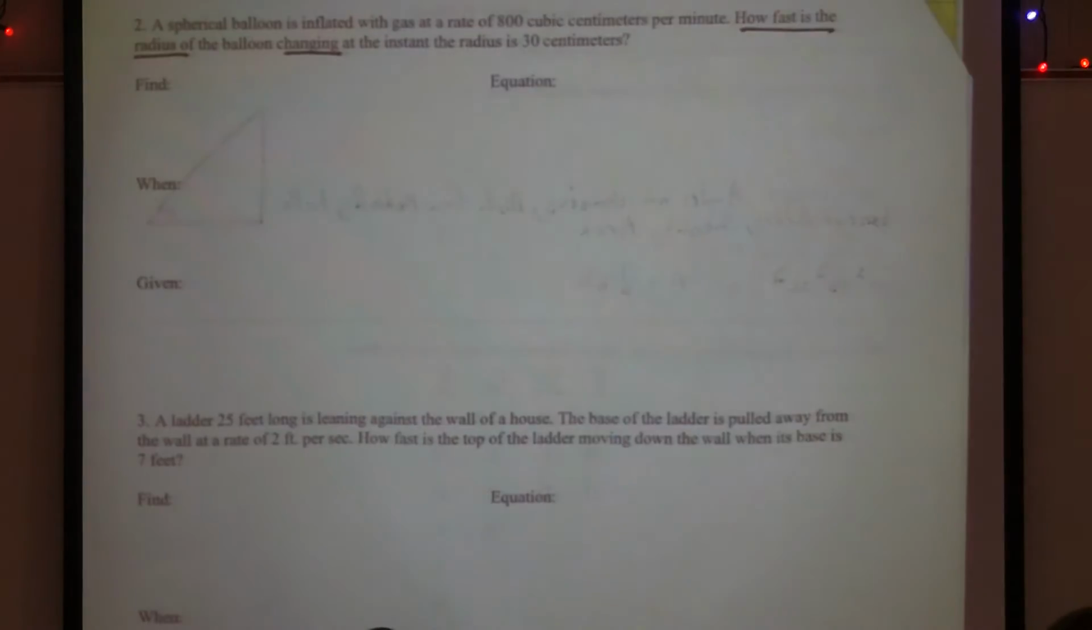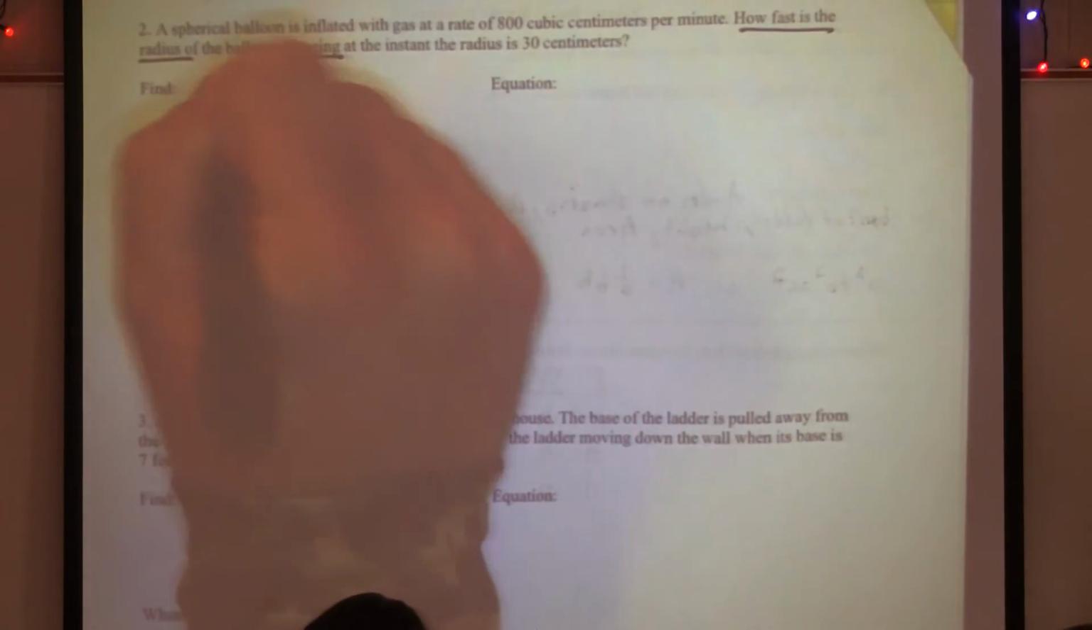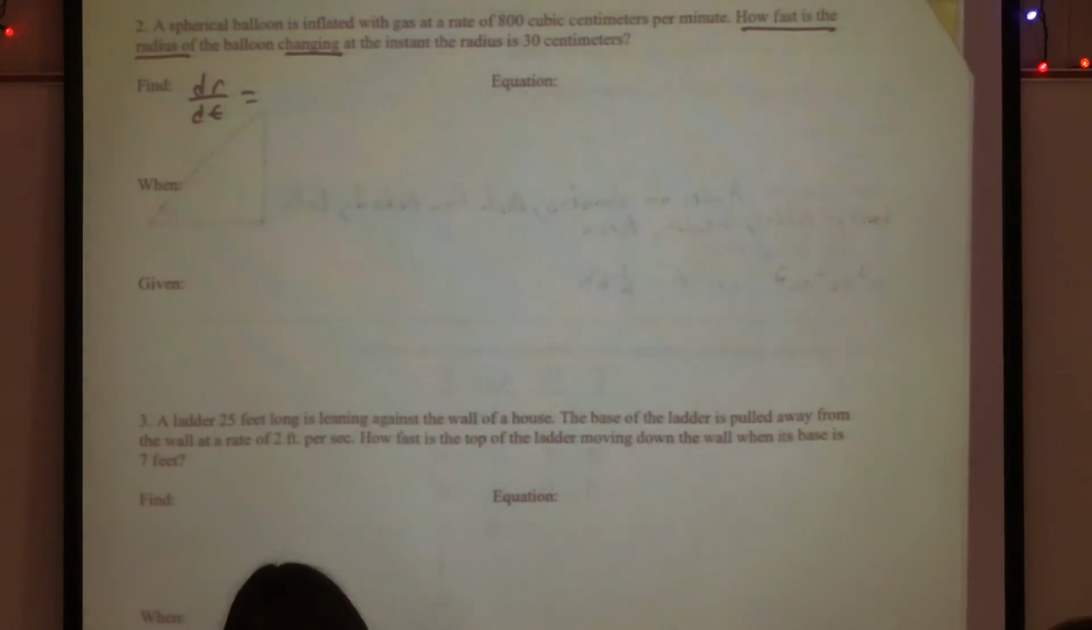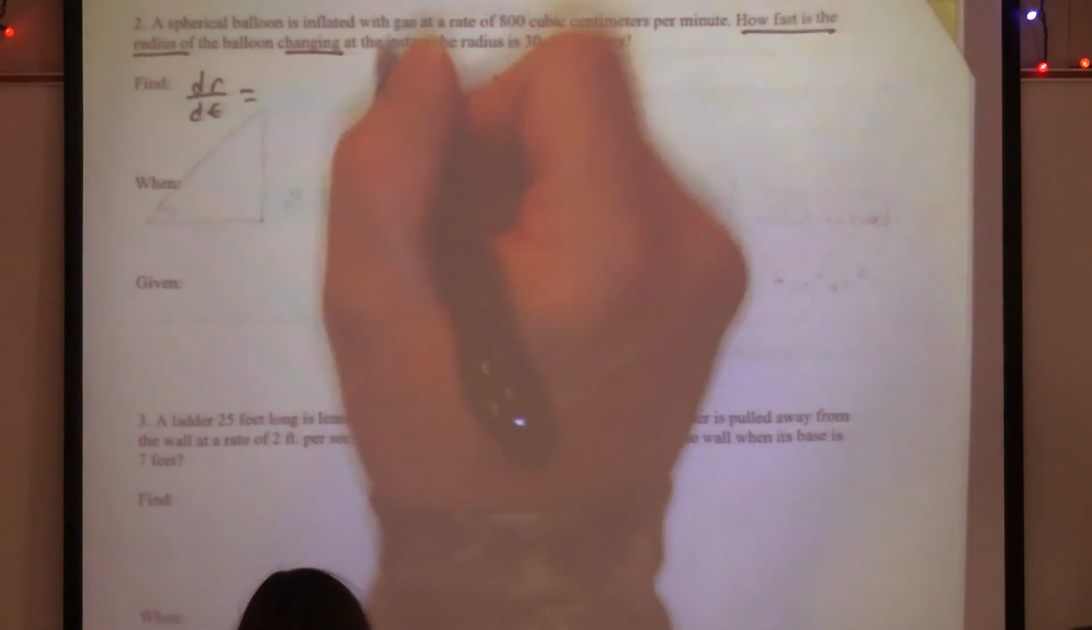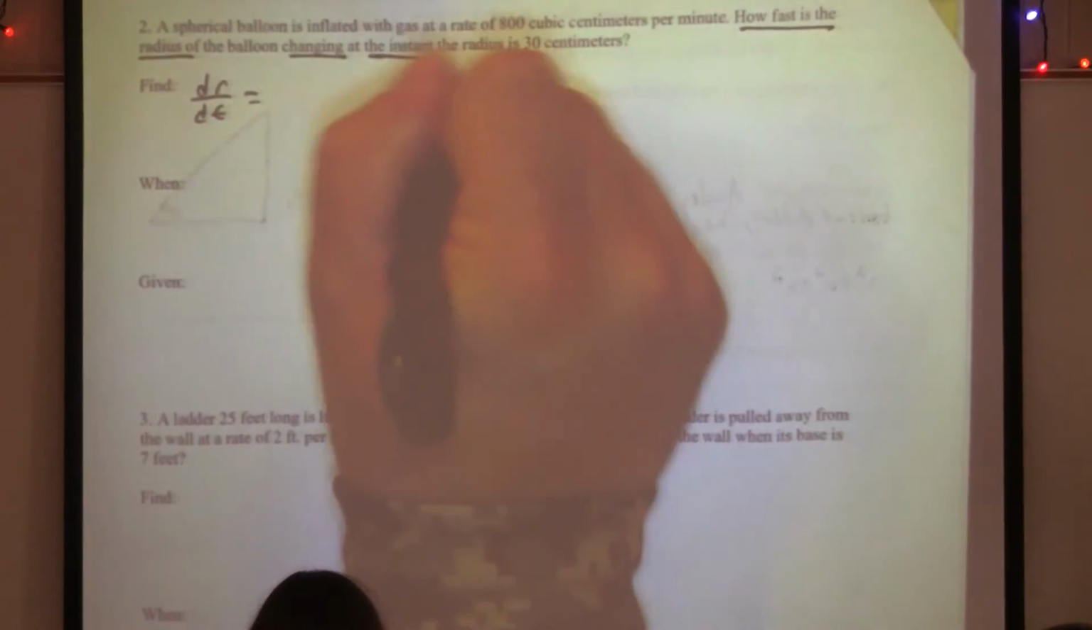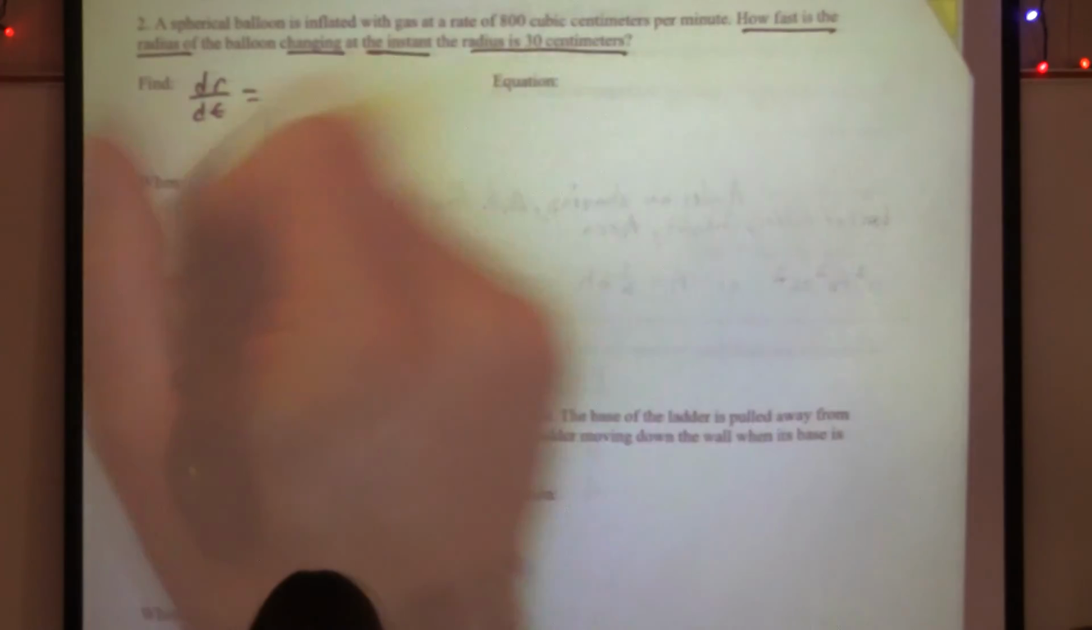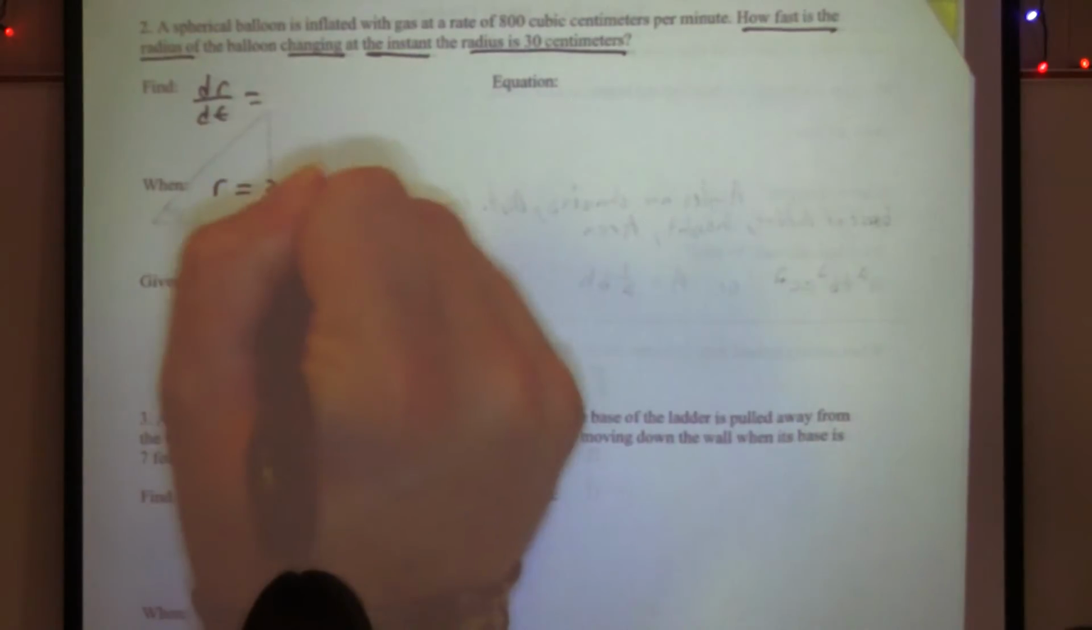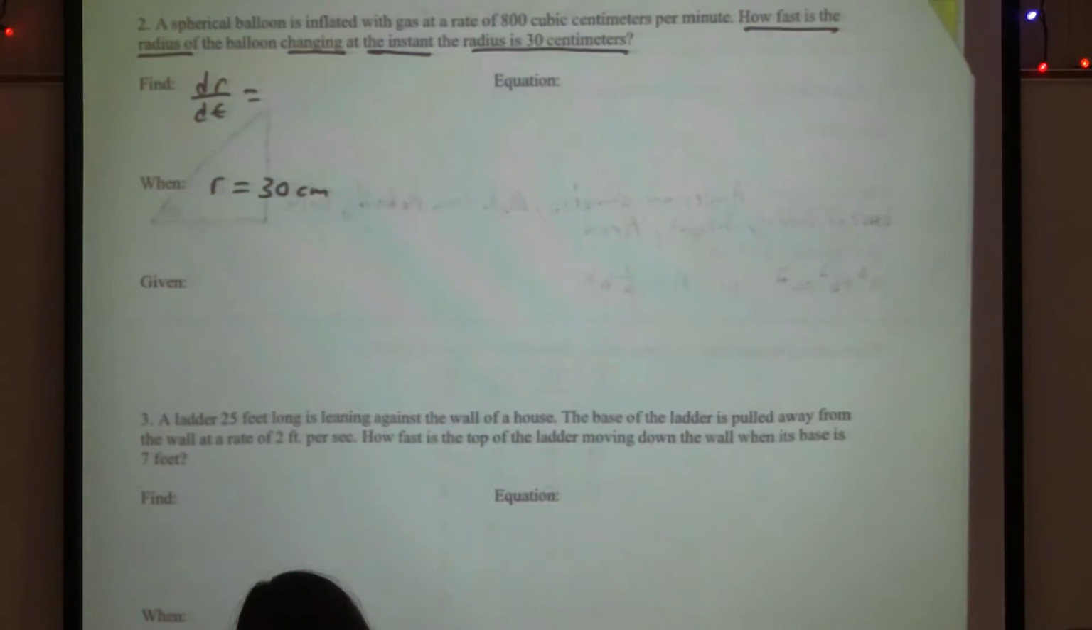So is that a rate? Yeah, so what would I use to denote that? dr/dt, that's what I want. When? Oh, they didn't say when this time. What did they say this time? At the instant, the radius is 30 centimeters. So we know that r has to equal 30 centimeters.